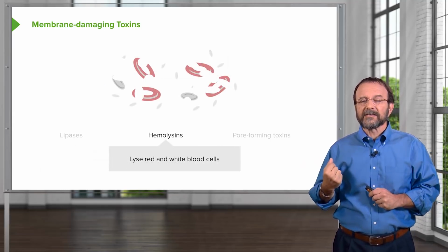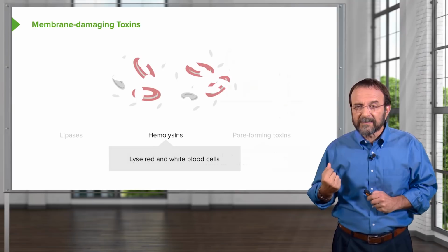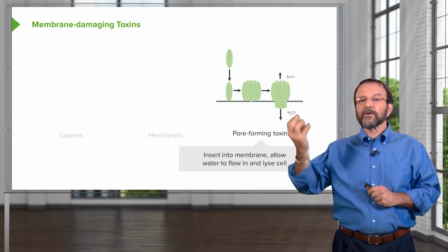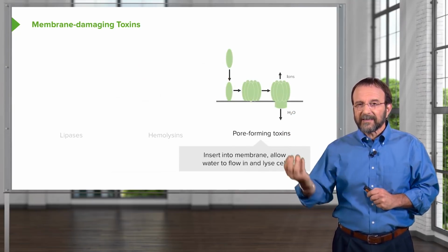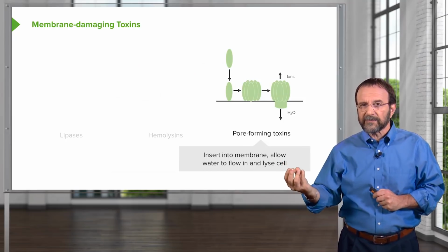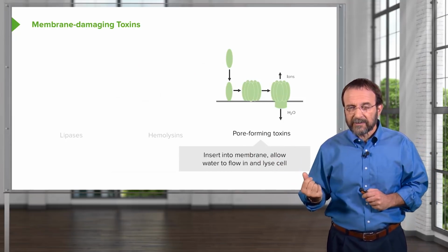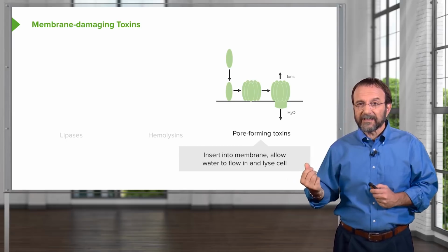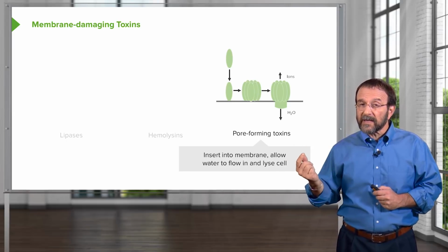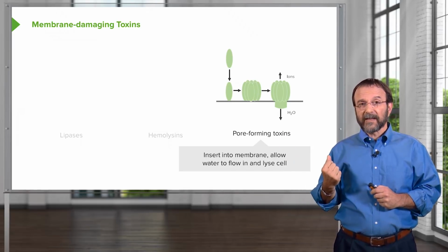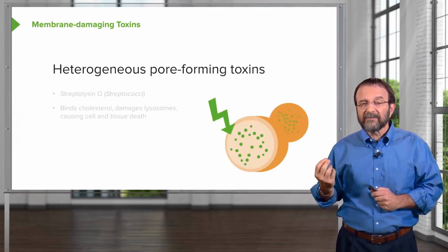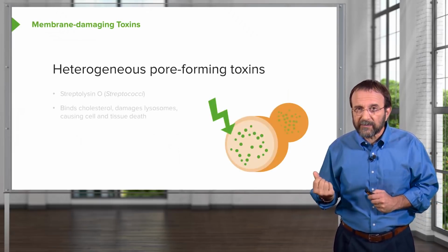Hemolysins can lyse red and white blood cells. And then there are toxins that form pores in the cell membrane. They insert into the membrane, they allow water to flow in, and the cell bursts. Again, a way for bacteria to avoid some of those immune cells that are trying to get rid of the bacteria. We also have what are called heterogeneous pore-forming toxins.